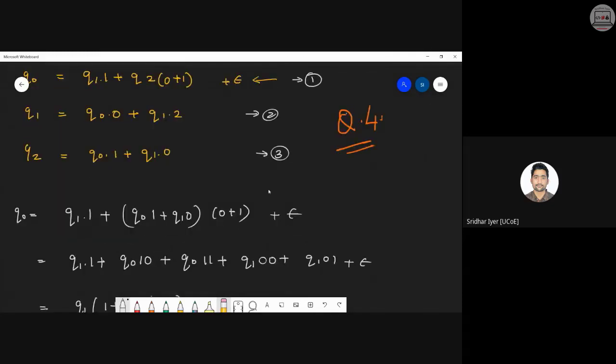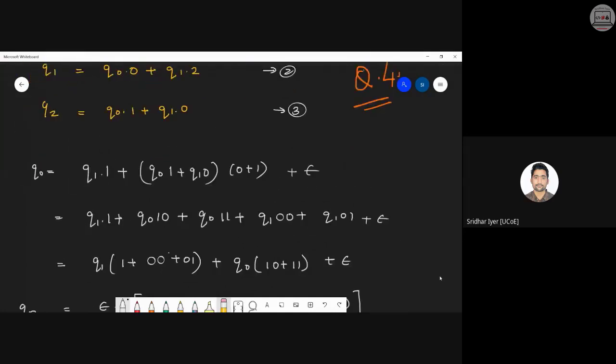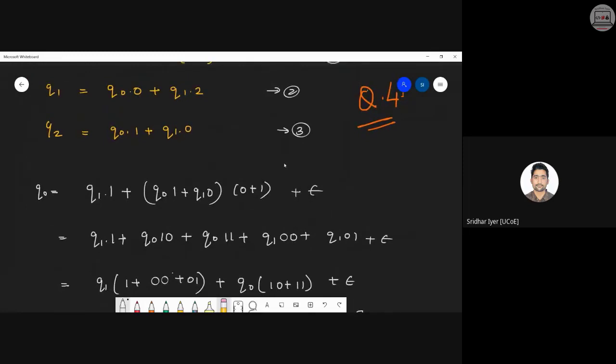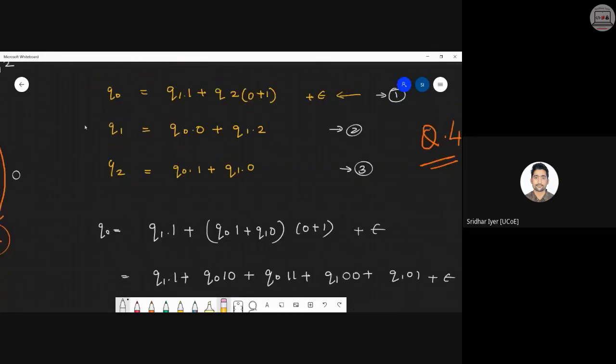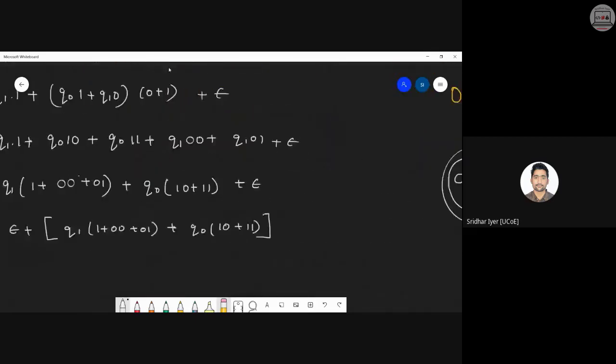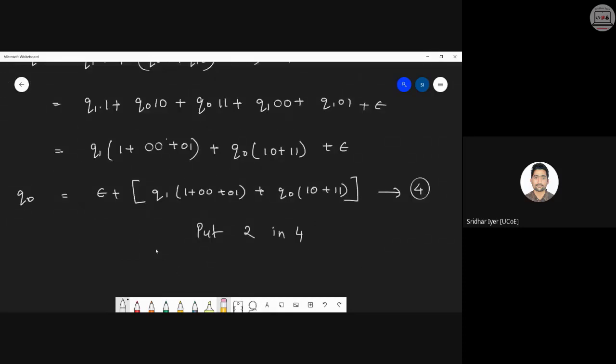Put 2 in 1. Correct, we can do so. Because we want the equation only in terms of Q0, so we can put Q1's value in Q2. Sorry, we can put equation 2 in this. This is equation 4. So what I can do is put 2 in 4. Can I do so? Why we are doing this?